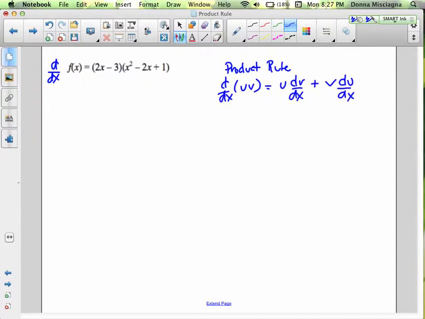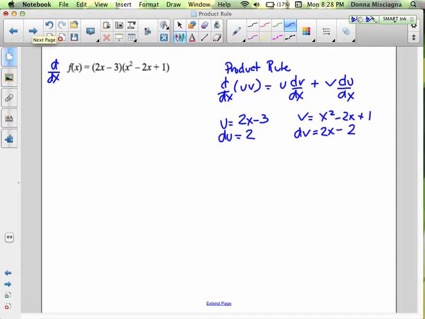All right, so let's write all our players down here. u, that's 2x minus 3, and v, that's x squared minus 2x plus 1. The derivative of u, I'll just put du. Well, that's pretty easy. We use the power rule here. Derivative of 2x, that's just 2. And the derivative of the constant is 0. So we're done there. The derivative of v: derivative of x squared, 2 moves in front, so we have 2x. And the derivative of negative 2x, that's just negative 2.